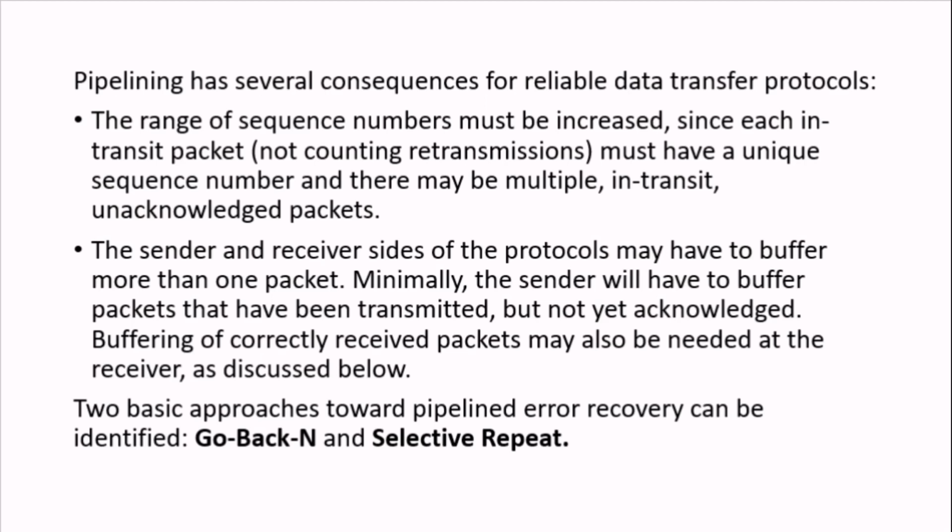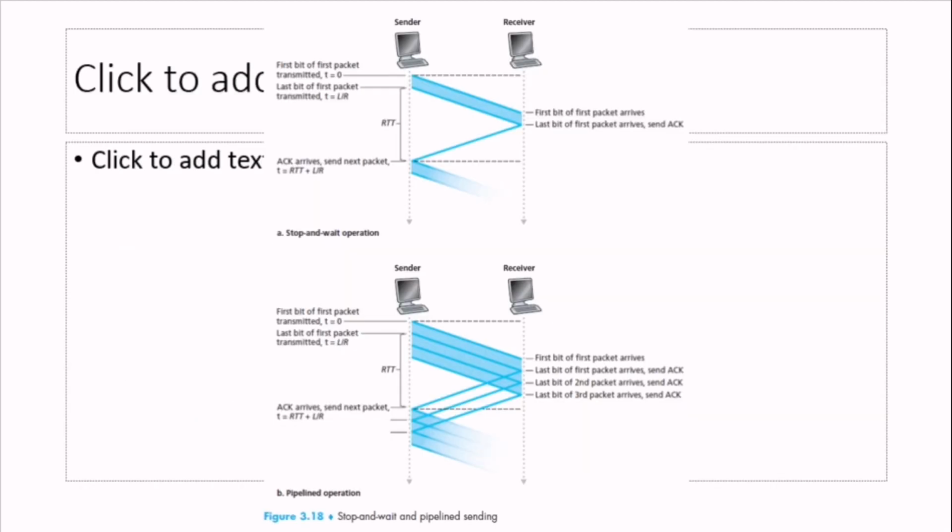So that's why two basic approaches toward pipelined error recovery are identified. The first is Go-Back-N and the second is Selective Repeat error recovery. We're going to discuss this in the next slide. Before that, we'll look at an example of the stop and wait protocol and the pipelining protocol.